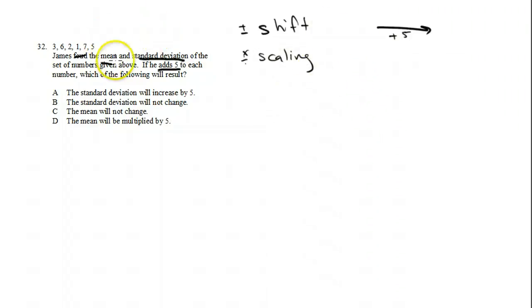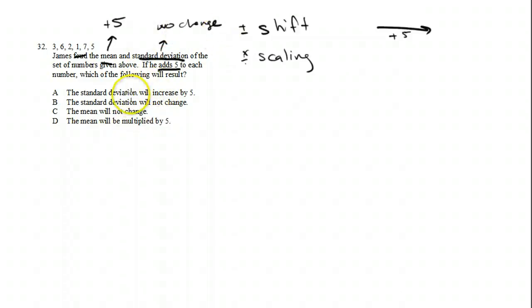So let's take a look at this. What's going to happen to the mean if I add 5? Well, it's going to add 5 to it. But standard deviation, that's a measure of spread. And so if I shift it over, it doesn't get any more spread out. So this would be no change. Nothing's going to happen to it.